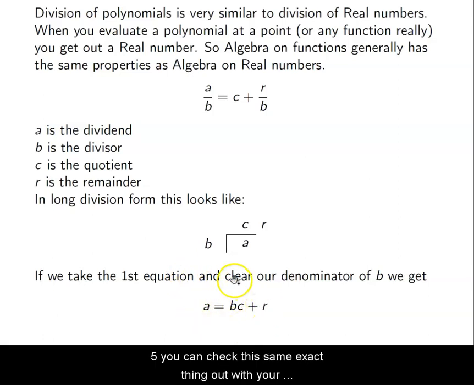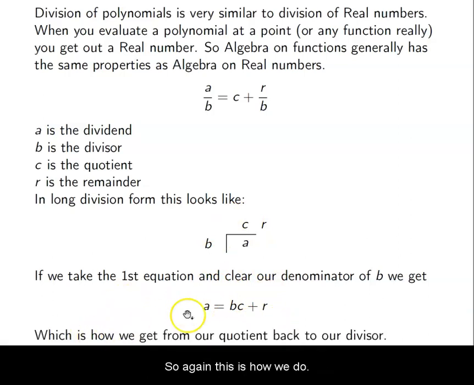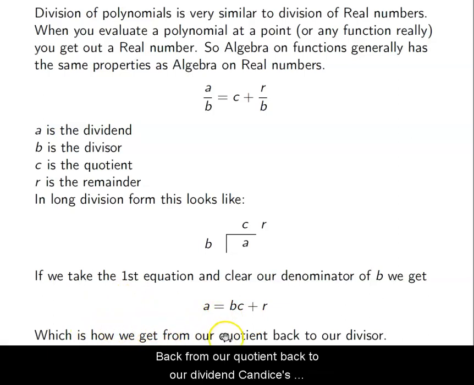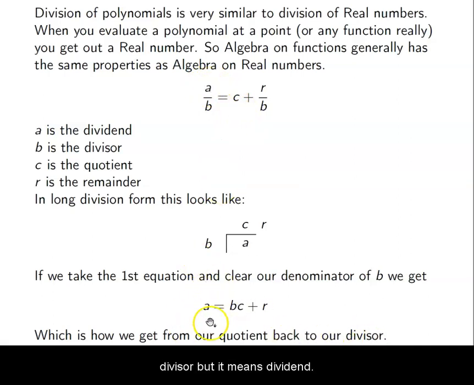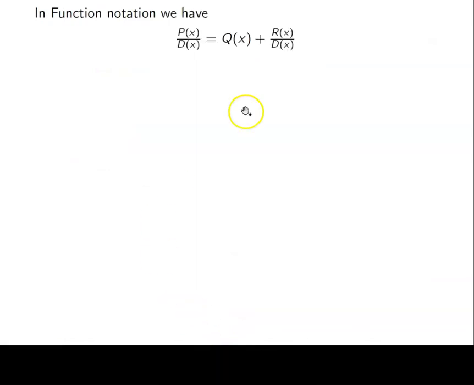You can check this same exact thing out with your example that you did on your own. Okay, so again, this is how we get back from our quotient back to our dividend. Okay, I know it says divisor, but it means dividend, right? So in function notation, we can write it in a very similar way.